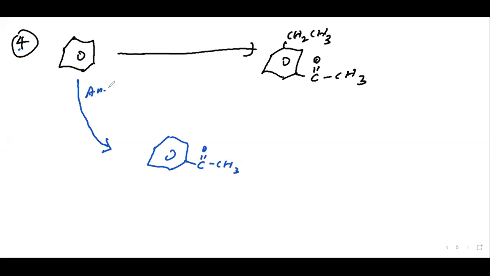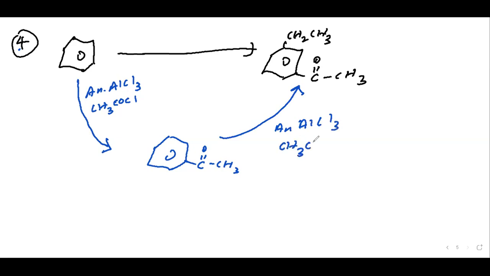So what are the reagents? Anhydrous AlCl3, and then CH3COCl. Then you have to add anhydrous AlCl3, CH3CH2Cl. Then only this becomes the meta carbon.